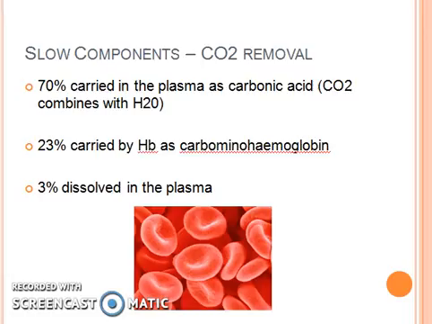The first one I'm going to talk about is carbon dioxide removal. Carbon dioxide is a waste product of aerobic exercise. Carbon dioxide is removed as carbaminohemoglobin, that's 23%. A little of the carbon dioxide is removed in the blood plasma, so that's about 3%. And most of it is removed as carbonic acid, that's around 70%. Some of it stays in your body as you need carbon dioxide to be able to perform bodily functions.